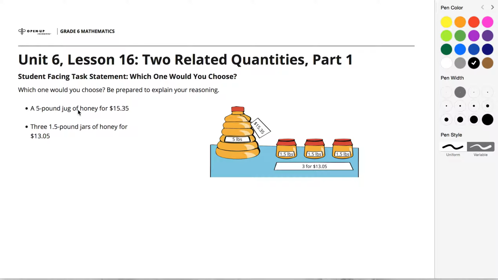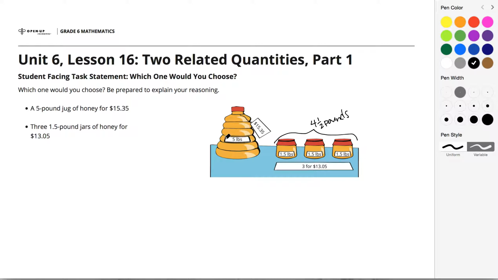So this first one here is saying, which one would you choose? Be prepared to explain your reasoning. And this is essentially a better buy question. You have 1 jug of honey here that's 5 pounds for $13.35, or you can get 3 smaller jars for $13.05. So just real fast, if I have these 3 jars, and this one's 1.5 pounds, and this one's 1.5 pounds, and the last one's 1.5 pounds, it means I have 1, 2, 3, plus my half is 4. I have 4.5 pounds total. So I'm just going to keep that in mind as I go through this.